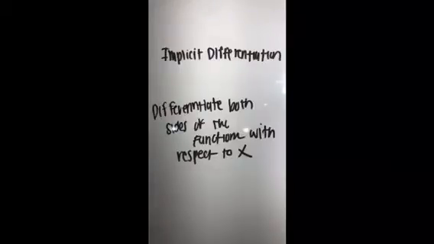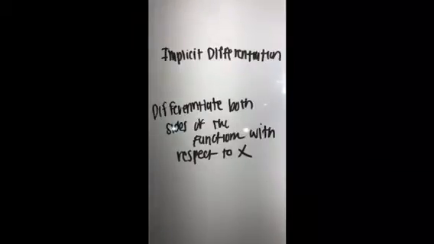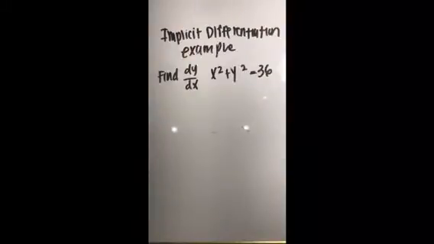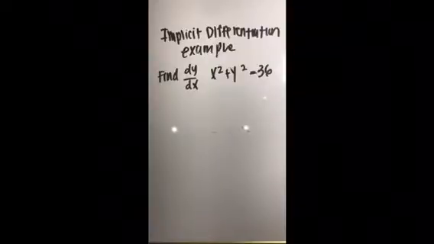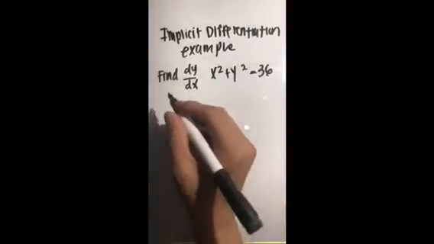So for unit 3.6, implicit differentiation, a solid point is to be able to differentiate both sides of the function with respect to x. So here for implicit differentiation, I have an example to find dy/dx of the function. First we want to start off by differentiating both sides, which means getting the derivative.